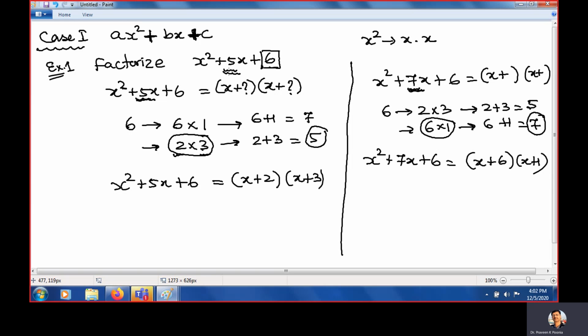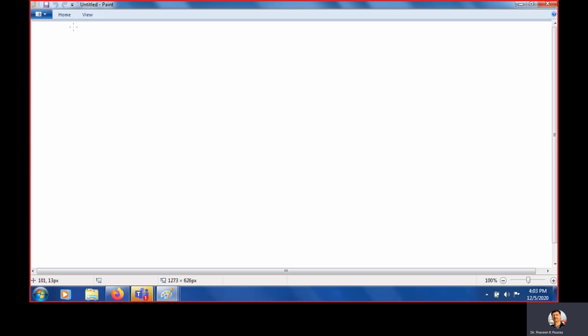Where the sum matches this number. And because all are positive, there is no need to be concerned about it. The answer will be x plus and x plus. Okay, let us take example number 2.